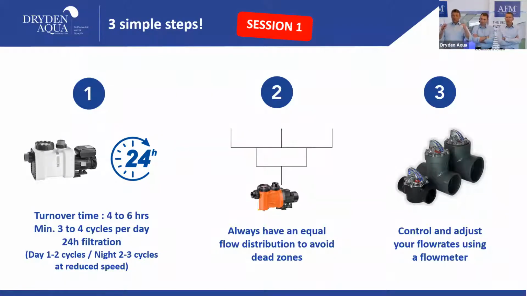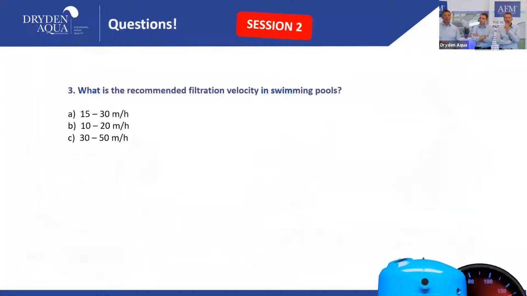Use a low filtration velocity during nighttime. Control it with flow meters, right? And go to a 30 meters per hour filtration velocity during daytime. Make 1 or 2 cycles, and then another 1 or 2 during nighttime. Don't forget to do the star arm piping. That's all in session number 1.